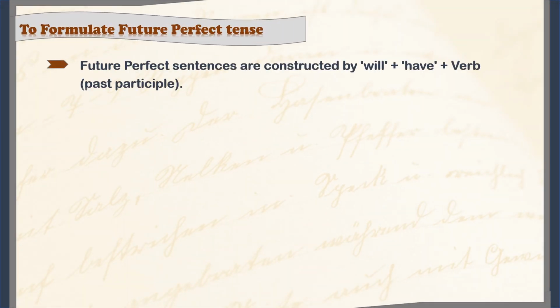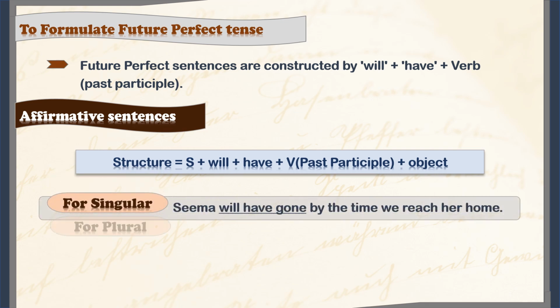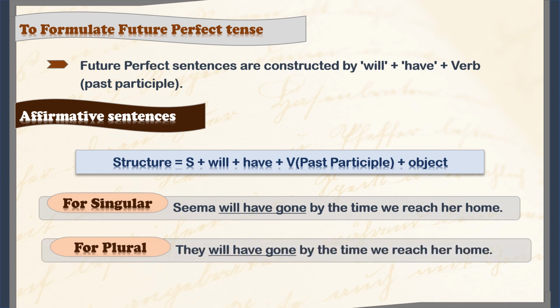To formulate the future perfect tense, sentences are constructed by will plus have plus verb in past participle. The structure for affirmative sentences is subject plus will plus have plus verb in past participle plus object. Example for singular, Seema will have gone by the time we reach her home. Example for plural, they will have gone by the time we reach her home.